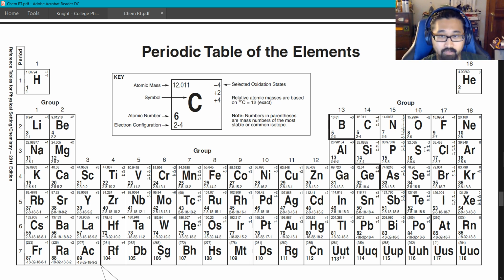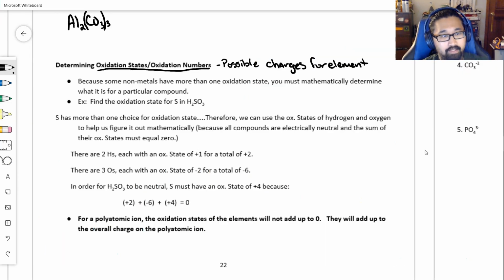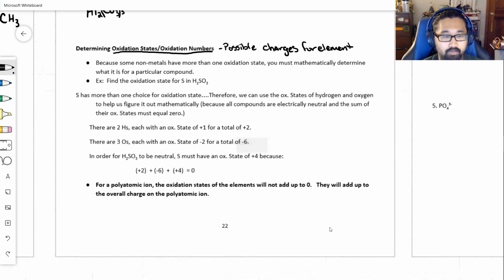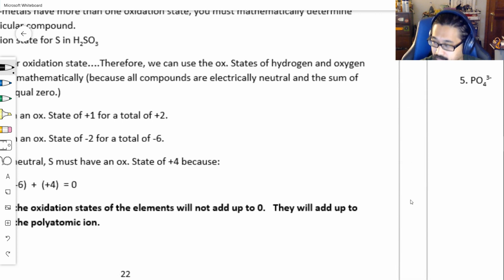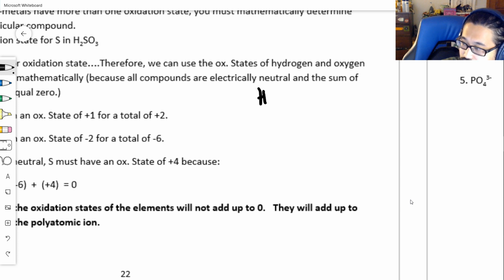Right. So the way that you're going to do it, you're going to look back here. We can use the oxidation states for hydrogen and oxygen to help us figure it out. And the reason we can do that is because we know everything is neutral. So if we add them all together, they have to add up to 0. Right? So here's what I'm going to look at. I'm going to move off to the side a little bit here. I know that it's explained right there, but I'm going to do it in a thinner pen here.